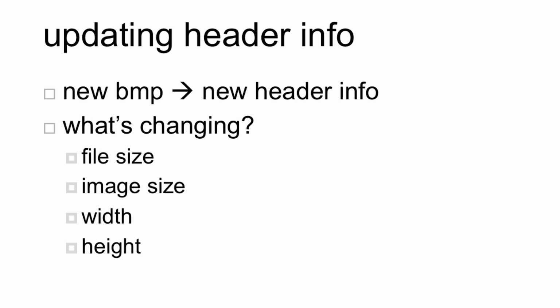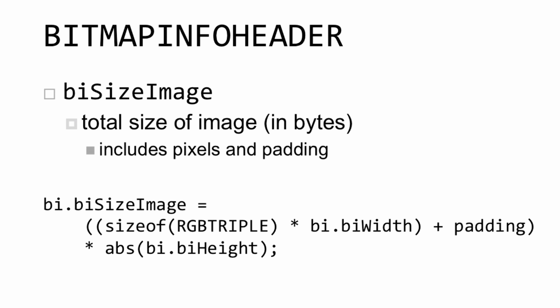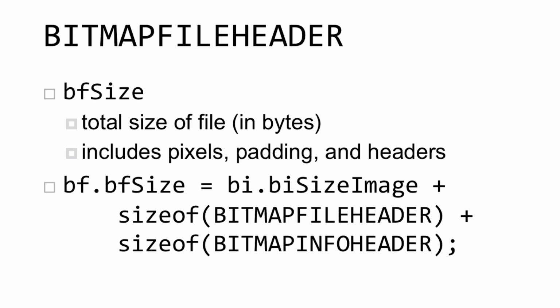So what are those variables exactly? Well, within the bitmap info header, we have biWidth, which indicates the width of the image in pixels, not including padding. More on padding in a sec. Then we also have biHeight, which represents the height of the image in pixels. Last in the bitmap info header, we have biSizeImage, which is the total size of the image in bytes, including pixels and padding. Then we move to the bitmap file header, where bfSize includes the total size of the file in bytes. So this includes pixels, padding, and the headers.